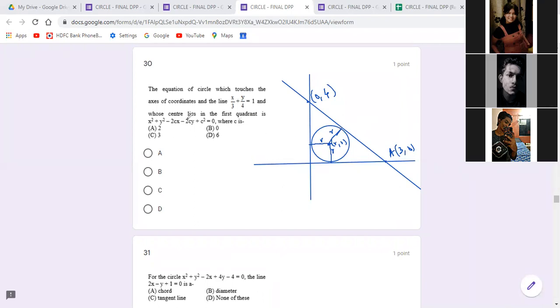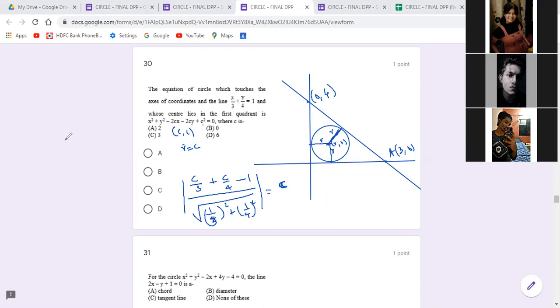The center is (C, C) and the radius is also C. And radius is nothing but this distance. So substitute the point: C by 3 plus C by 4 minus 1, upon root of (1 by 3) whole square plus (1 by 4) whole square. And that should be equal to the radius C.